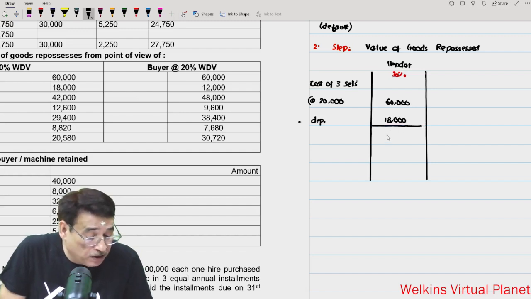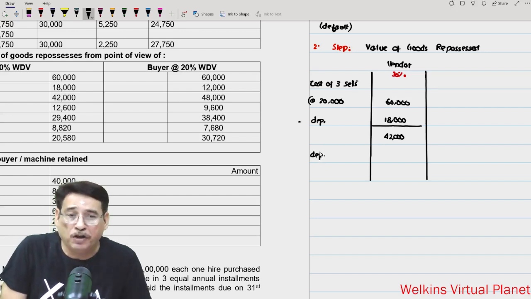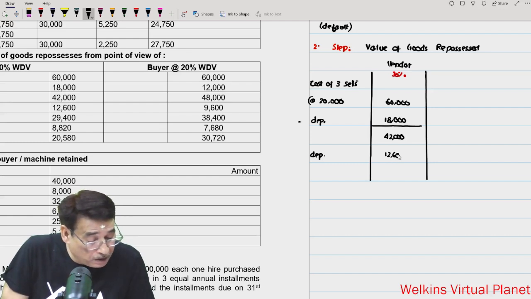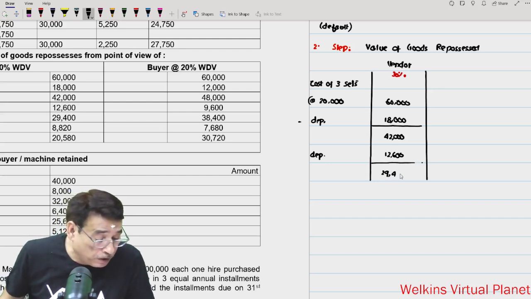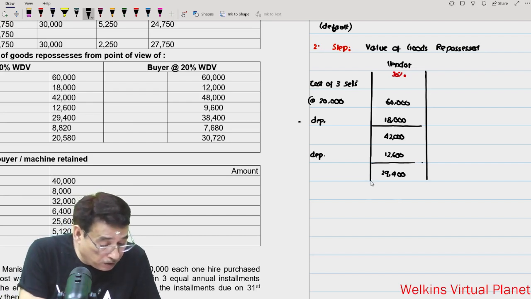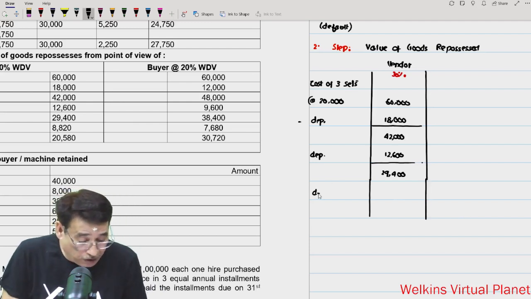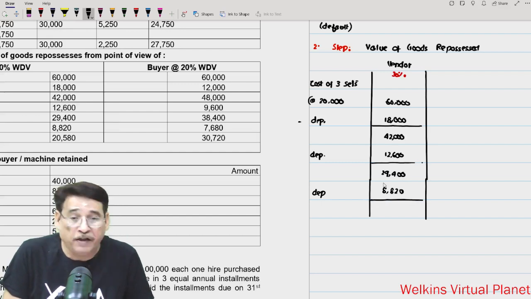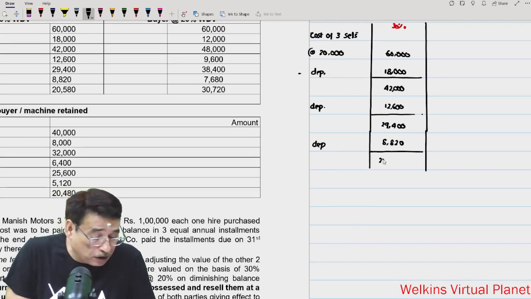That means at the end of the first year, in view of vendor, that is seller, these three sets are commanding a value of 42,000 only. He will charge the depreciation for the second year, because written down value is there, where he will take 30% of this. That will be equal to 12,600. Now we will subtract 12,600 from it. We will get 29,400. And then again, depreciation for the third year we will charge. That will be equal to 8,820. That means at the end of the third year, in view of vendor, vendor will consider the value of these three sets to be 20,580.